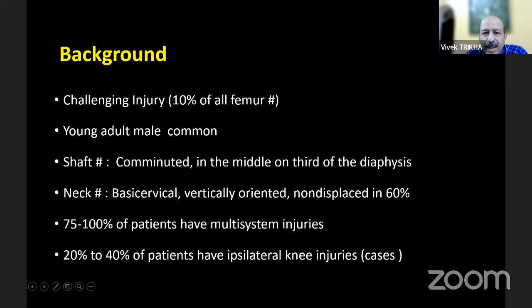The problem with these fractures is that 75 to 100% of them will have a multisystemic injury. Most of them are in polytrauma situations or have multiple fractured areas. And the other thing to note for us as orthopedic surgeons is that nearly 20 to 40% of the patients will have some sort of knee injury along with this, be it a patellar fracture, tibial spines, proximal tibia or something. And you can look at the cases which I'll be showing. Many of them have some sort of fracture in the knee as well, which we have been seeing in our own cases.